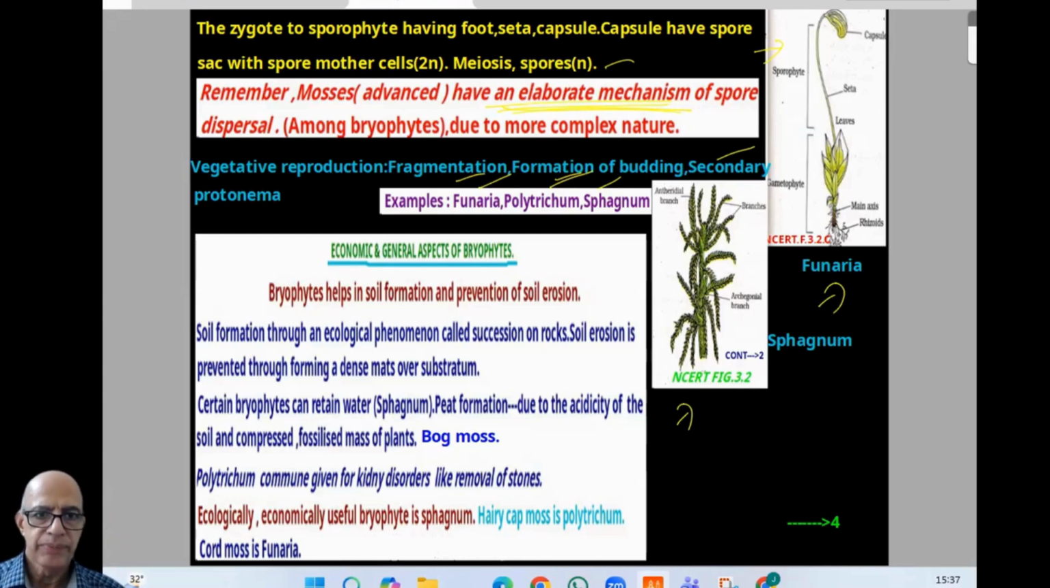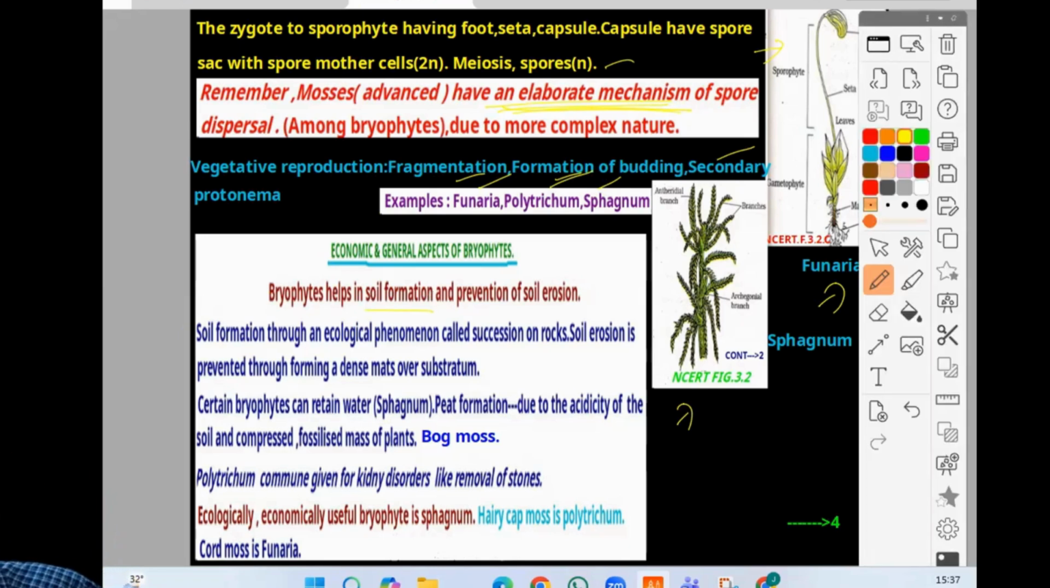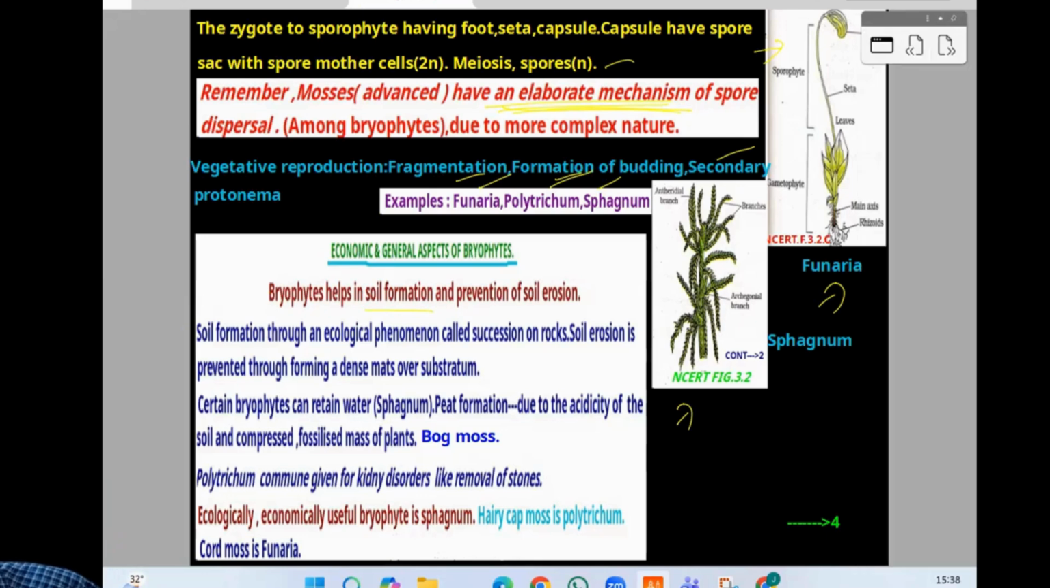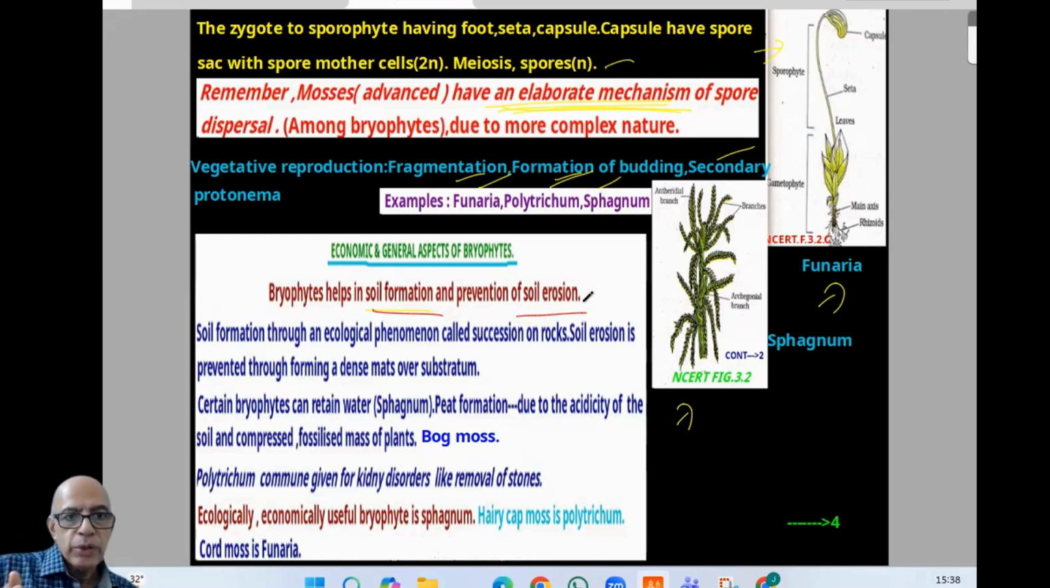Now, economic aspects and benefits, general aspects of bryophytes. Bryophytes help in soil formation and prevention of soil erosion. I think the color we can change. Okay, so soil formation and soil erosion. Soil formation occurs through an ecological phenomenon called succession on rocks. Soil erosion is prevented by forming a dense mat over the substrate.